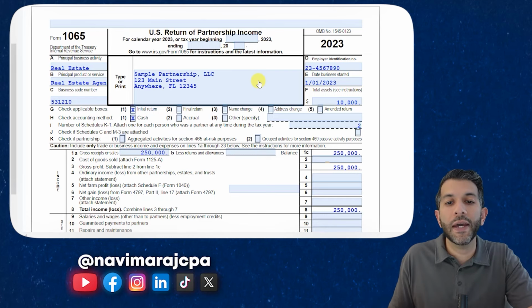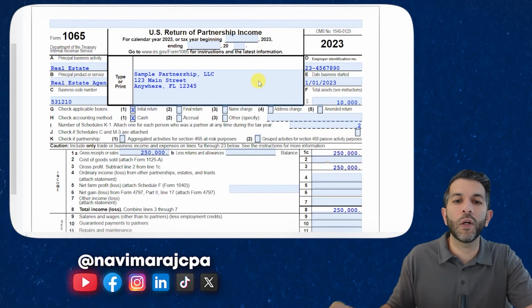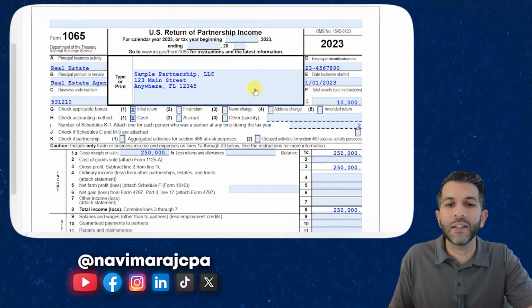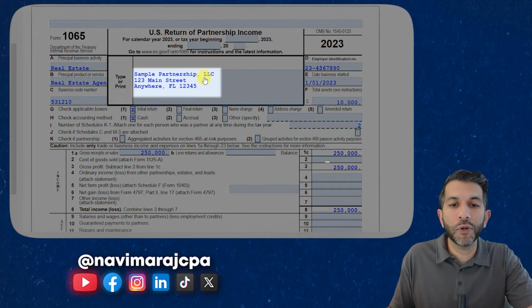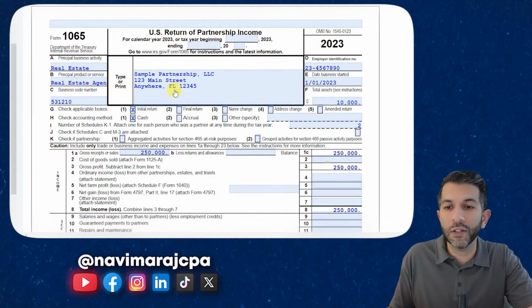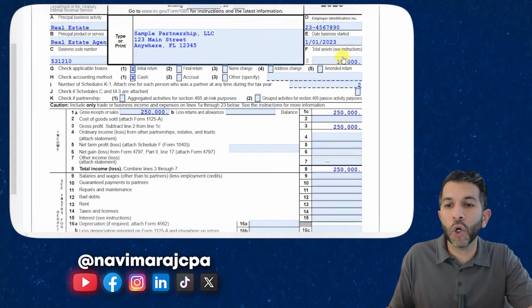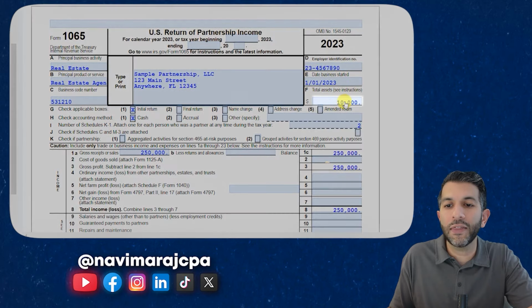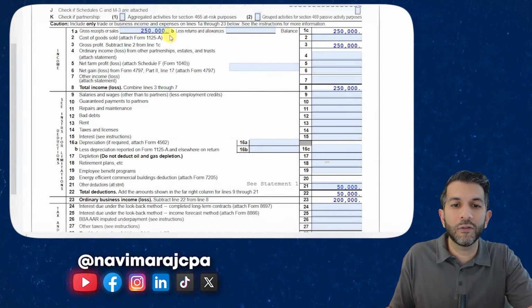And so what I mean by that is, let's use a realtor as an example. Most people can kind of understand what a realtor does, so that's why I'm using that as an example here. So it's called sample partnership. This is the address. There's a real estate agency. And so the total assets of this business are $10,000 at the end of the year. But let's focus on these parts here.